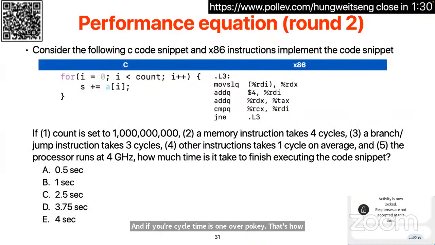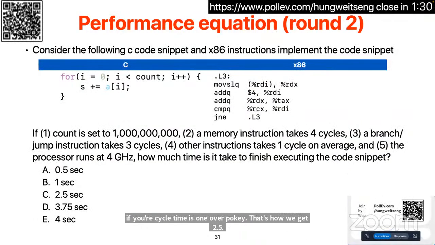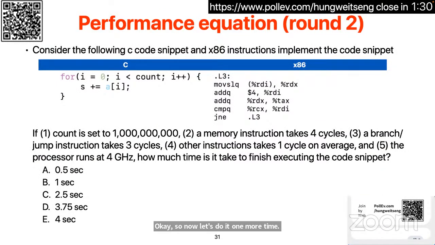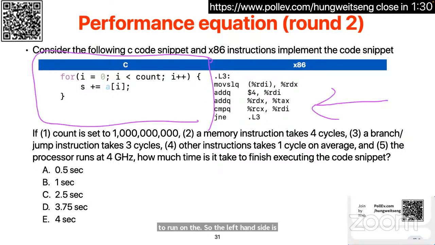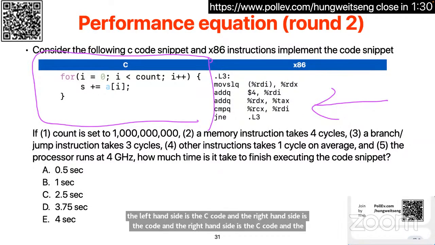Okay, so now let's do it one more time. If I have this following program, can you tell me how much time it takes to run the C code? The left hand side is the C code and the right hand side is x86 assembly. Can you tell me how much time to execute this function?